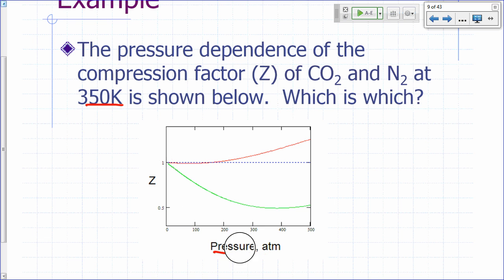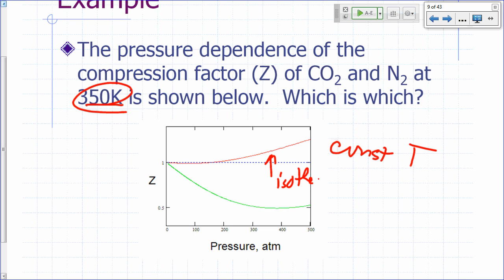So let me see if you can reason out which of these two. This is what you call an isotherm, by the way. It's constant temperature. All of these data points are done at constant temperature, 350 Kelvin. So it's just Z versus pressure. Each one of these lines, each one of these curves, is called an isotherm. Isotherm means every point on each of these curves represents data at the same temperature.